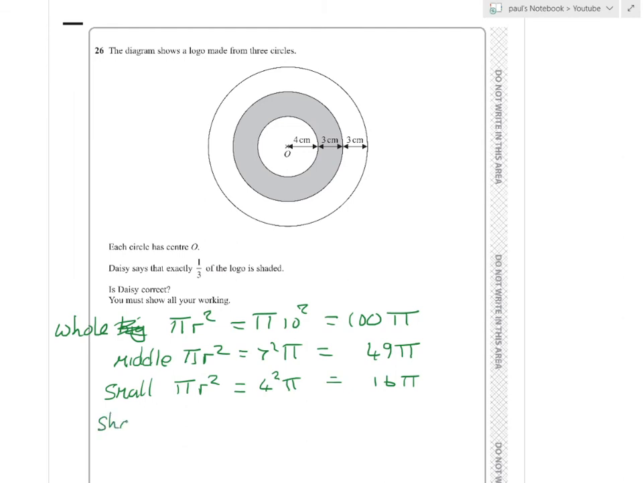So the shaded is 49 pi minus 16 pi, which equals 33 pi. So the shaded is 33 pi, the whole thing is 100 pi, so that's not quite a third, is it? Because it's 100 over 99.